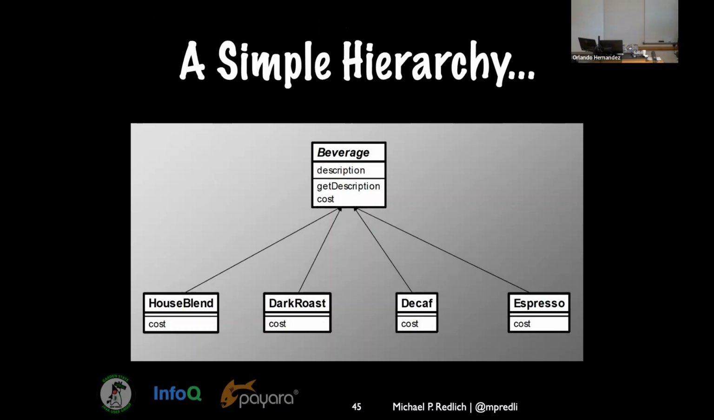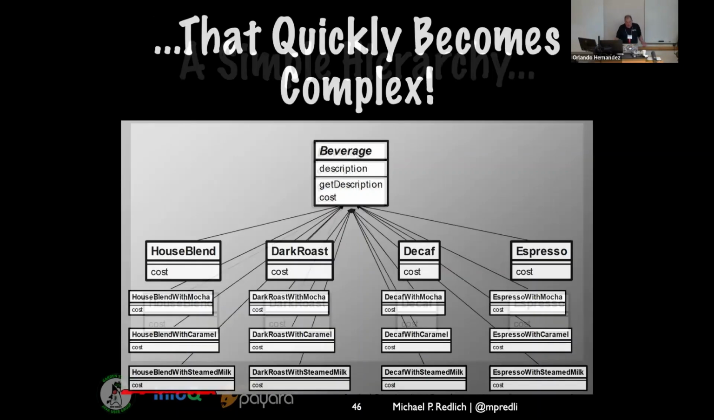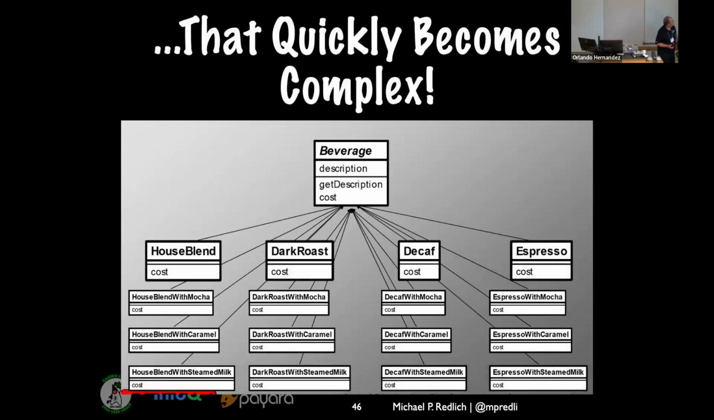So here's a beverage interface. I think it's italicized. And we have house blend, dark roast, decaf, and espresso. Easy enough, right? Very simple. However, in this coffee shop application, we want a house blend with mocha, a house blend with caramel, a house blend with steamed milk. Well, you want the same for the others, right? Now, all of a sudden, look at this mess that's being created.